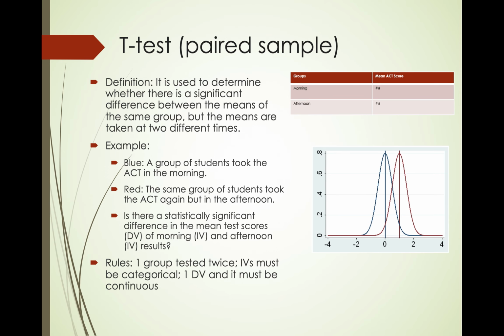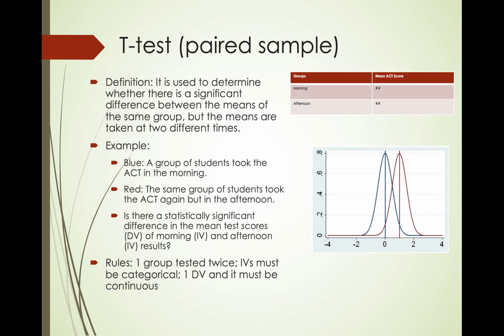Now, there's another type of t-test. This is the paired sample t-test. So its definition is, it is used to determine whether there is a significant difference between the means of the same group, but the means are taken at 2 different times. So as an example, same thing, blue and red groups. Blue is a group of students who took the ACT in the morning, and then here's where it changes. Red, it's the same group of students, but they took the ACT again in the afternoon.